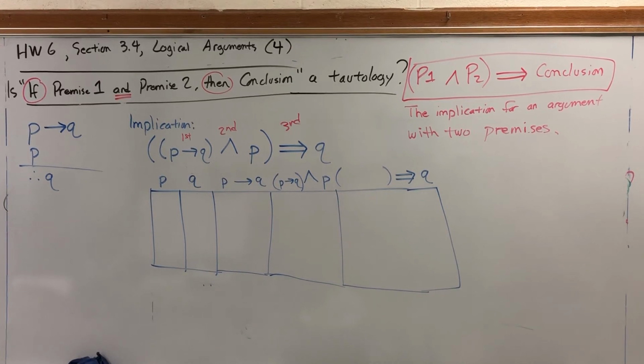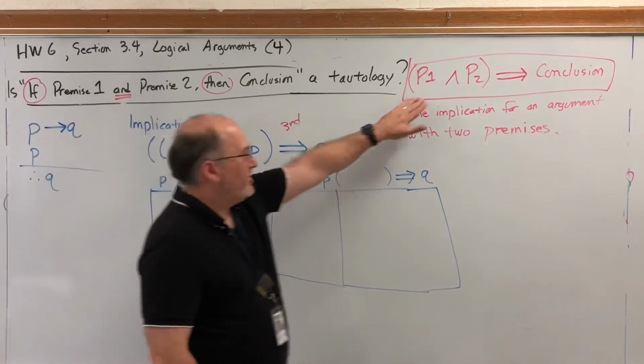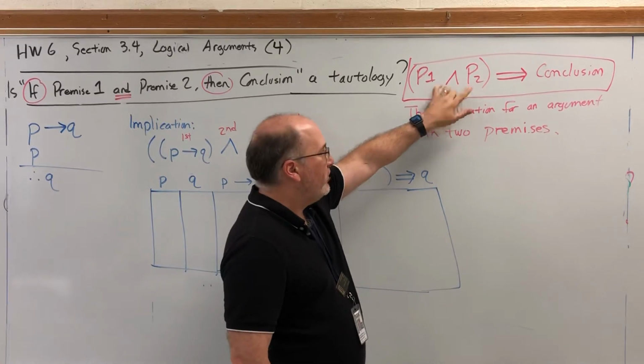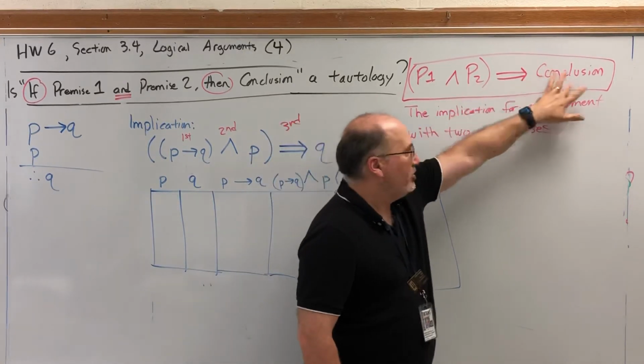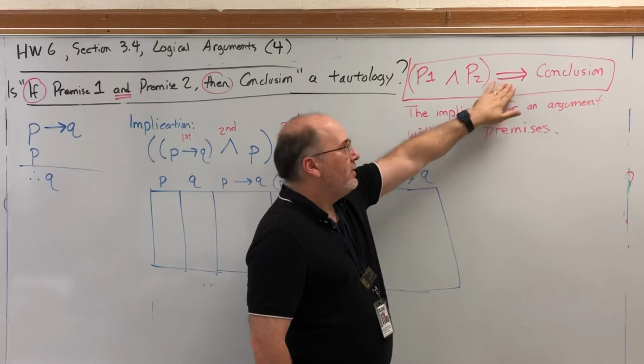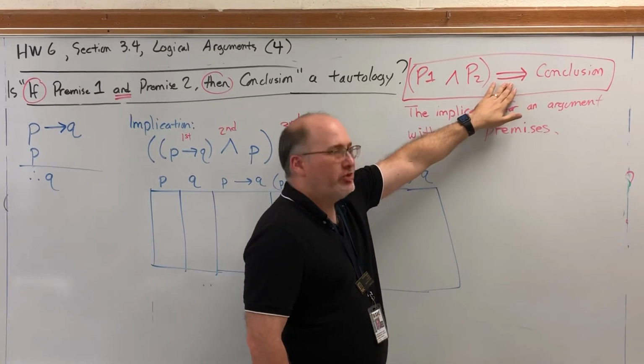Homework 6, section 3.4, logical arguments, video number 4. In the previous video, we figured out how to set up a truth table for an argument. Namely, we're going to set up a truth table for the conjunction of the premises pointing to the conclusion. The double-lined arrow is just a conditional.